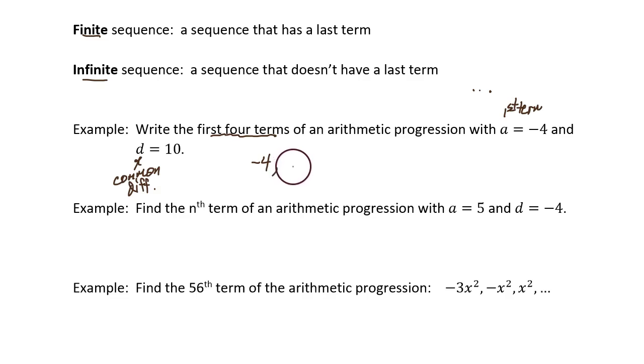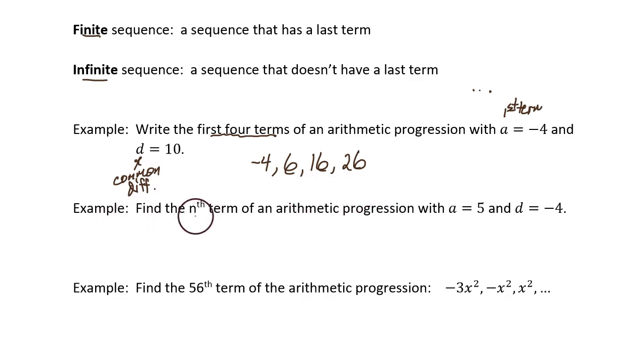What's the next term? Well, we're told that the difference between terms is 10. So -4 plus 10 is 6. 6 plus 10 is 16. And 16 plus 10 is 26. Here are the first 4 terms of that progression.